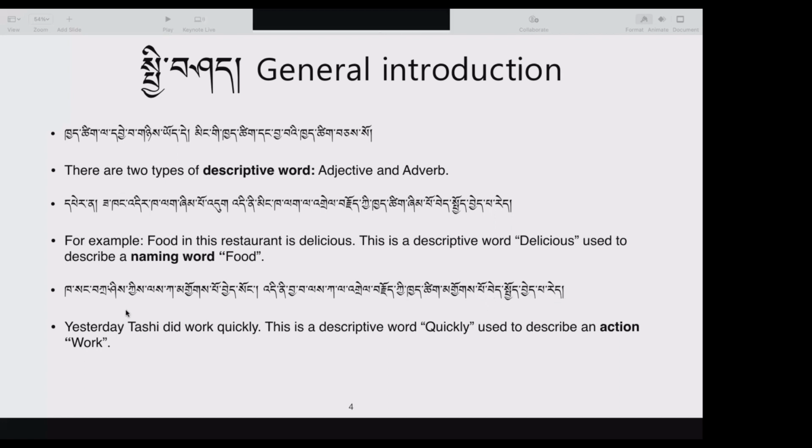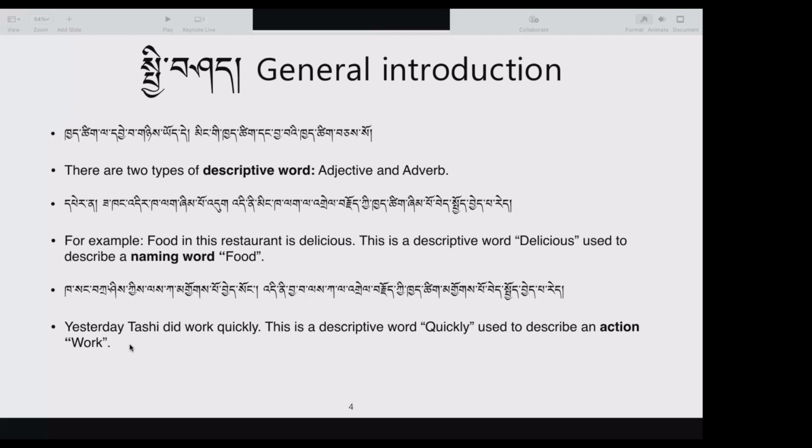Okay, yesterday, so for example, in this statement, yesterday Tashi did work quickly, or Tashi did the work quickly. This is a descriptive word, quickly, used to describe an action, work. So here we see that unlike the previous example in which the descriptive word was describing the naming word, here we have a descriptive word which is describing an action. And this descriptive word is quickly.